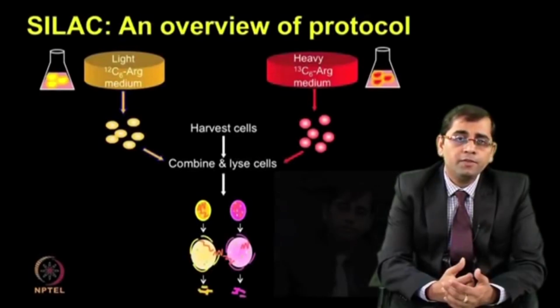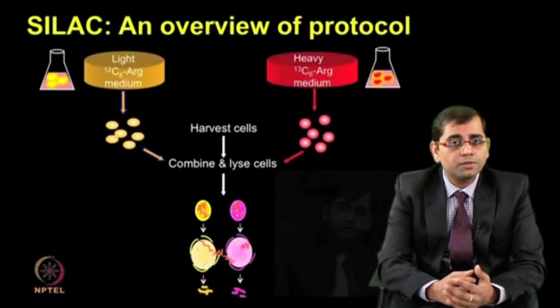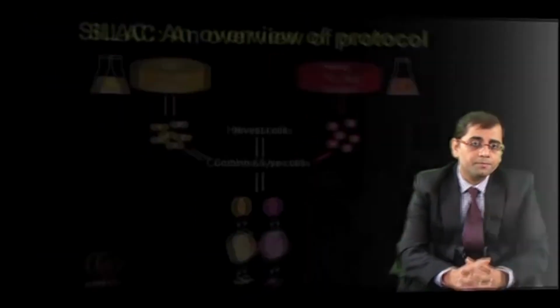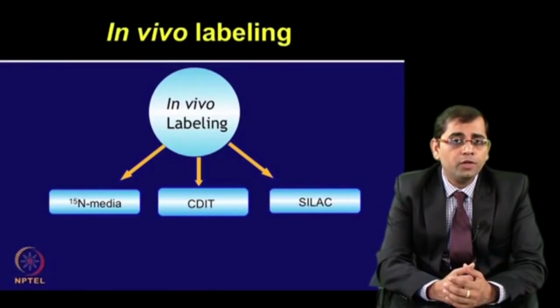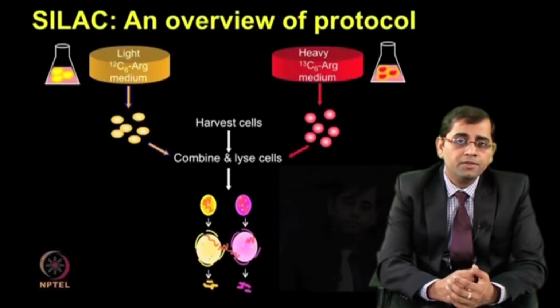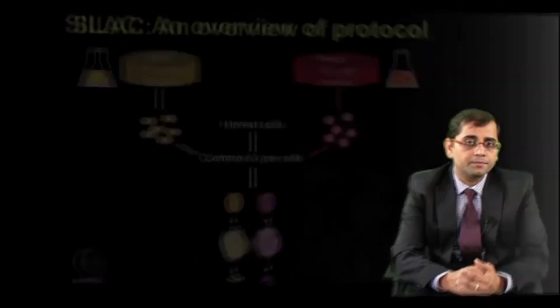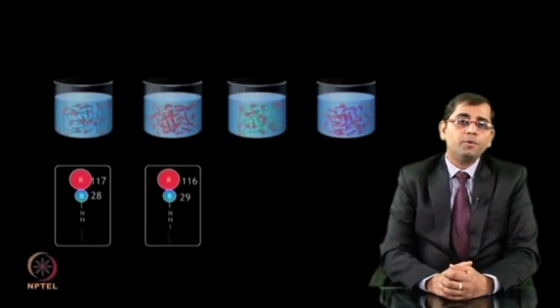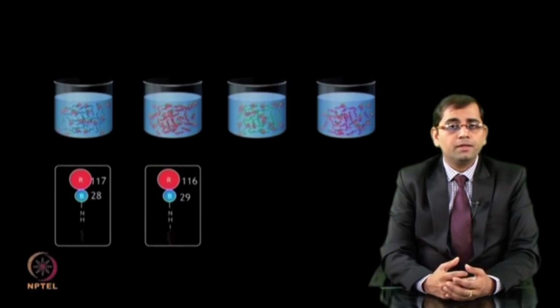SILAC is an in vivo labeling method. The labels can be introduced in vivo by growing an organism in a media enriched with specific isotopes. There are different ways of in vivo labeling, such as enrichment of 15 nitrogen media, culture-derived isotope tags, known as CDIT, or SILAC. In this lecture, the major emphasis will be on the SILAC method for quantitative proteomic analysis. The next lecture will talk about quantitative proteomics using the iTRAQ technique.